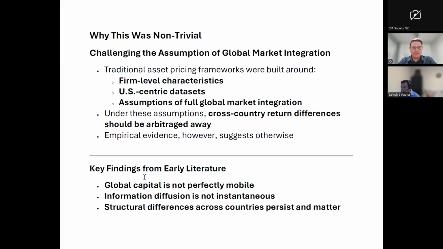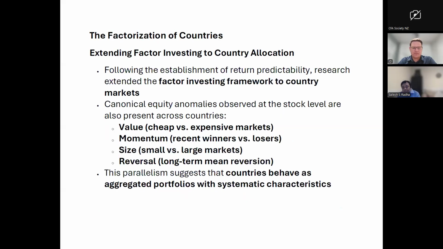So, the factorization of countries. Once predictability was established, the next step was natural, right? Applying factor-based equity investing principles to countries as well. And I just want to take a little bit of a refresher here. Dodd and Graham instituted the value investing framework in the 1930s. But the breakthrough was modern portfolio theory, Markowitz and Sharpe, when they institutionalized CAPM in the 1960s.